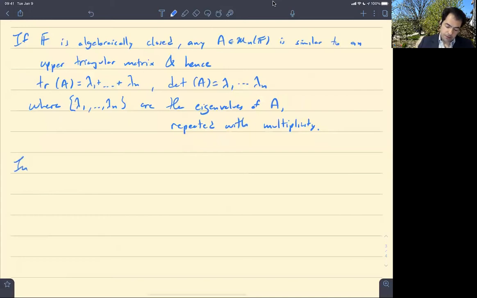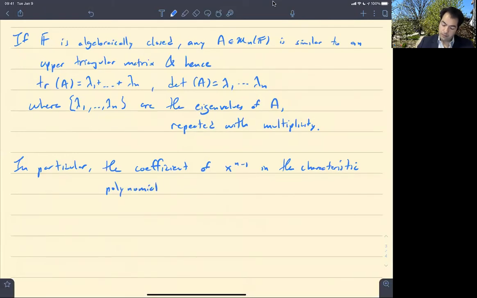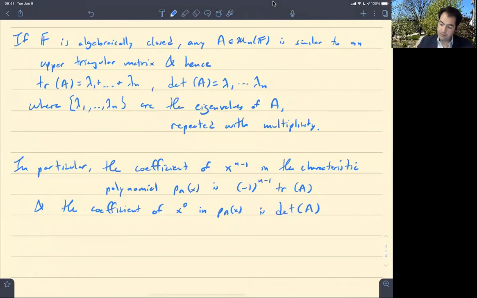Okay, in particular, the coefficient of x to the n minus 1 in the characteristic polynomial is minus 1 to the n minus 1 times the trace of A. And the coefficient of x to the 0 in p_A of x is the determinant of A.